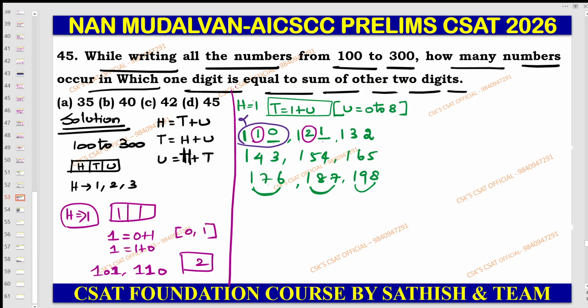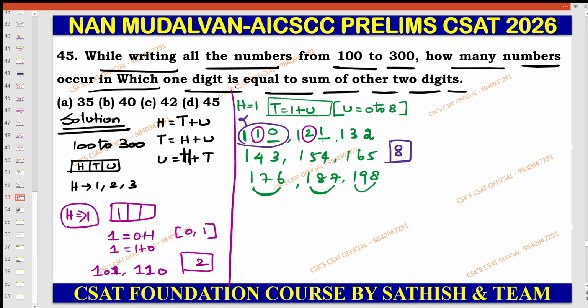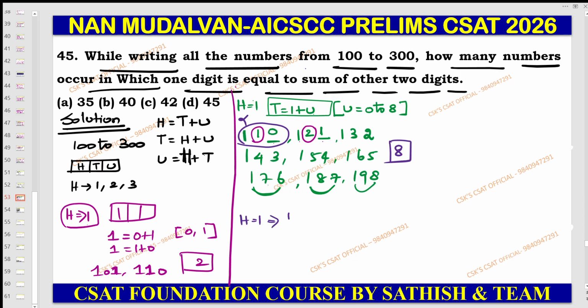Guys, 110 is already present, so you should not count this one. So how many such numbers are possible? 8. Such questions are lengthy in the examination. Next, the same: h is equal to 1, so the unit digit is equal to h plus t.